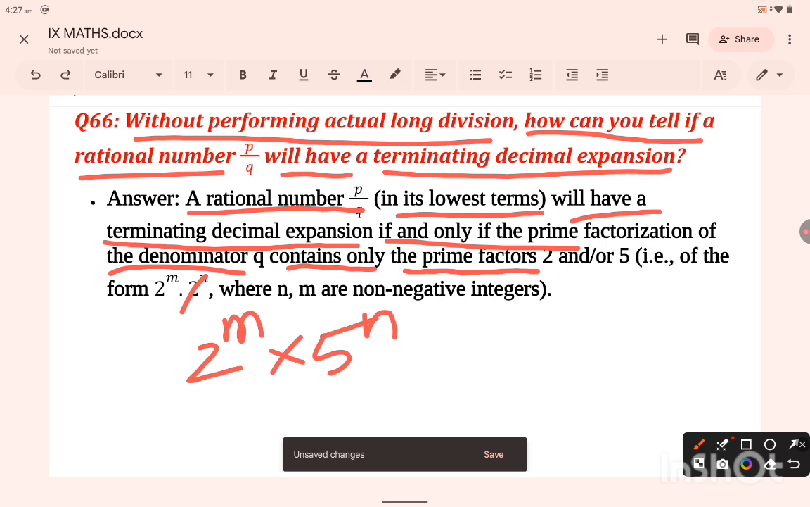Okay. If the given fraction is in simplified form and the prime factorization of the denominator can be expressed in the form of 2 to the power of m into 5 to the power of n, that means the denominator has only prime factors of 2, or only prime factors of 5, or prime factors of 2 and 5, where m, n are non-negative integers. In this case, the given fraction is a terminating decimal.